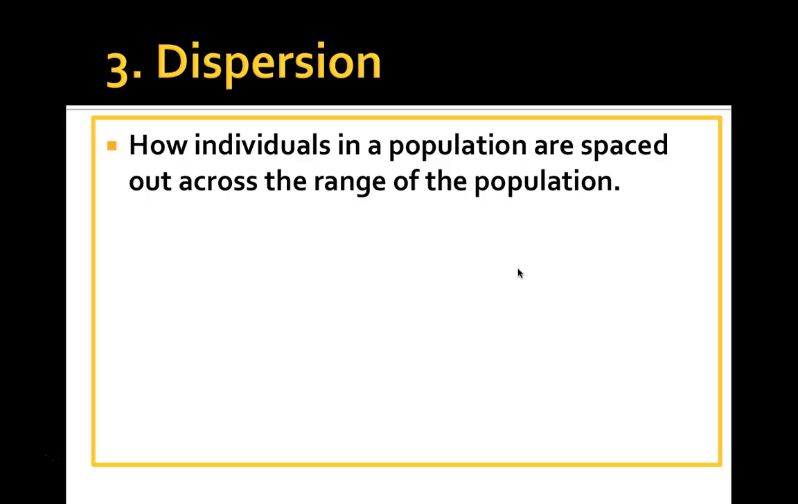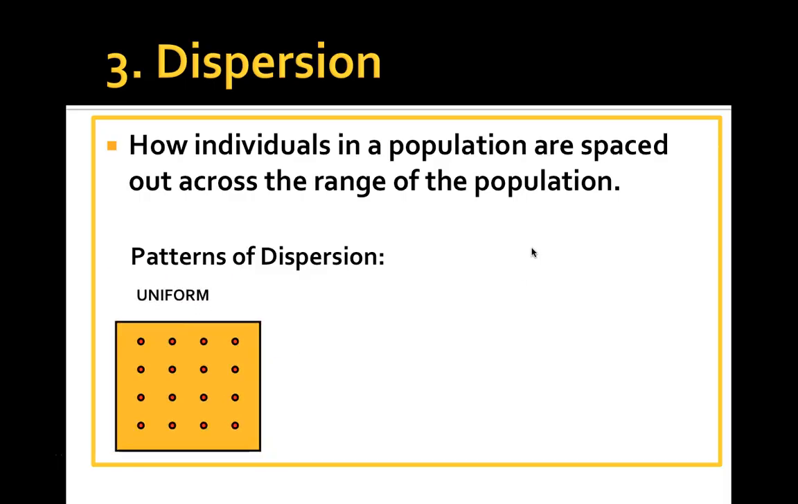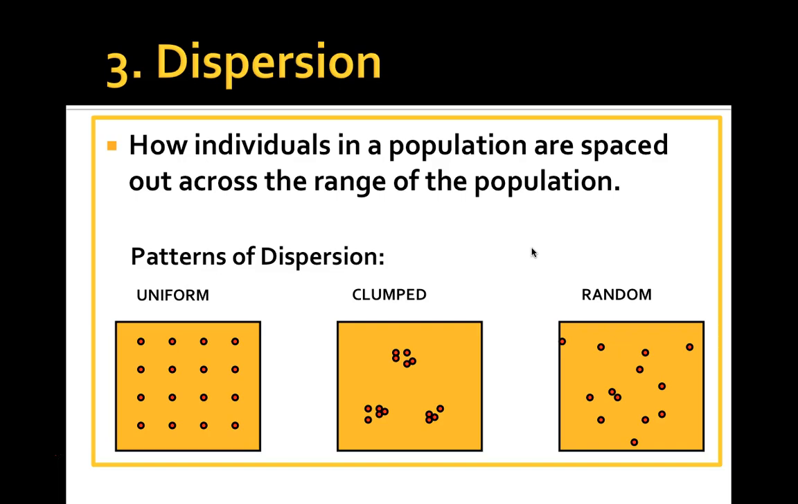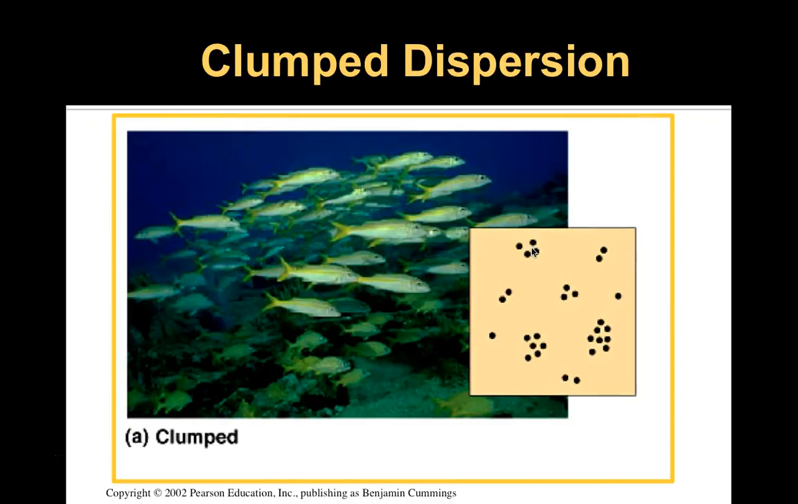Dispersion is a quality that explains how individuals arrange themselves within the population. The three types of dispersion are uniform, clumped, and random. The clumped dispersion is when individuals of a population stay close together, but the clumps may be spread out. Protection is the major reason why clumping occurs.